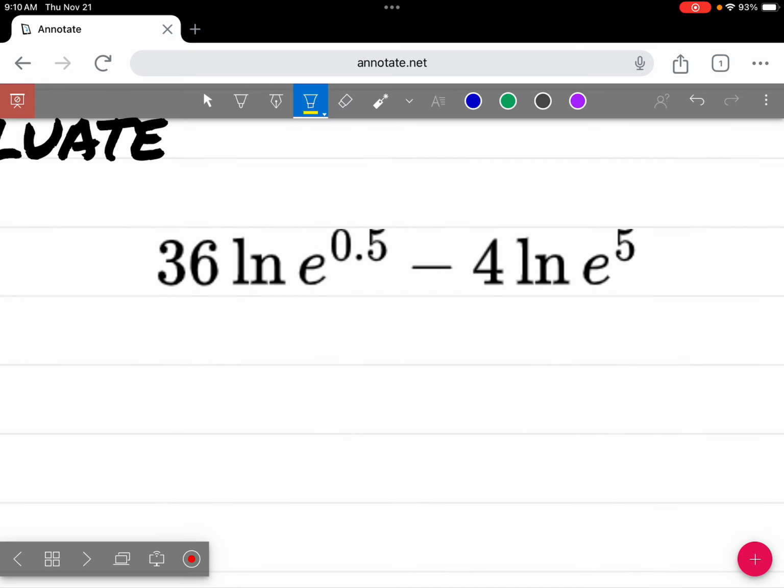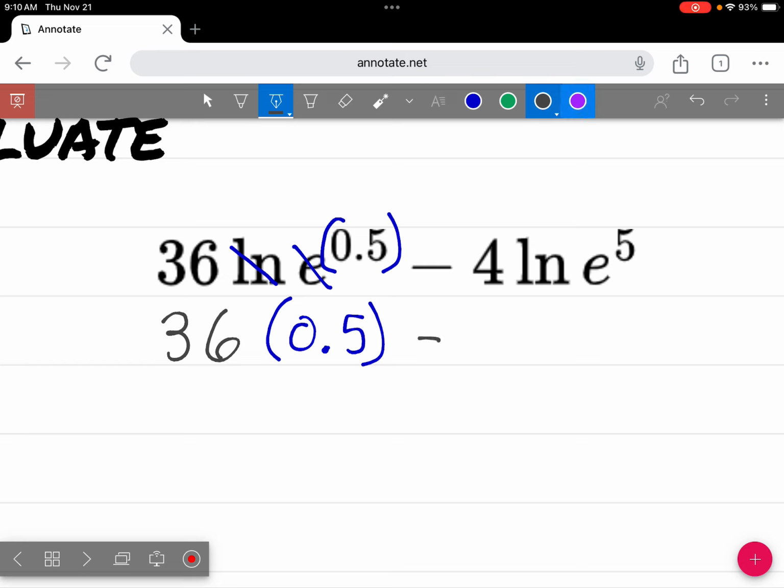So looking at this one, what do you guys notice? Which path do you want to take? Yeah. These two, ln and e to the, are inverse operations. So we're going to be just left with this power. So we're going to be left here with 36 times 0.5.